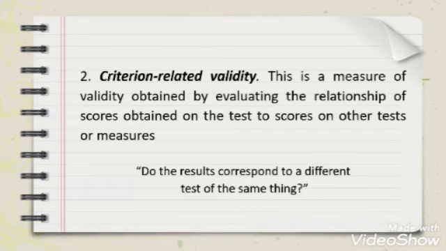Next, we have criterion-related validity. This is a measure of validity obtained by evaluating the relationship of scores obtained on the test to scores on other tests. This shows that the test is able to predict the behavior that it is designed to predict. This can be done via concurrent and predictive validation techniques. This will answer the question, do the results correspond to a different test of the same thing?